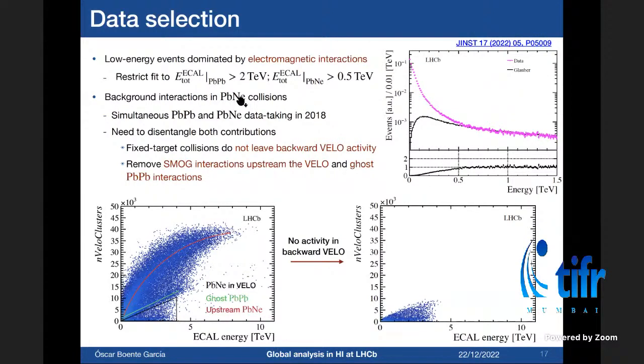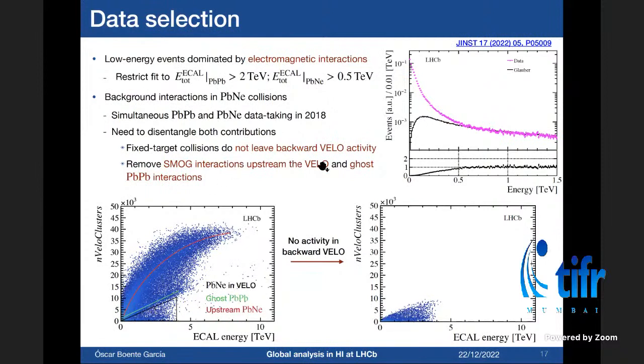And also in Pb-Ne, we have to worry about some background interactions. So this is what you see in this plot here. There are two contributions of background. One is ghost Pb interactions, and this is because we only use collisions where we have Pb in bin 1 and an empty bunch in bin 2, but sometimes some ions can get debunched and go into empty bunches. So you end up having some kind of contamination there.